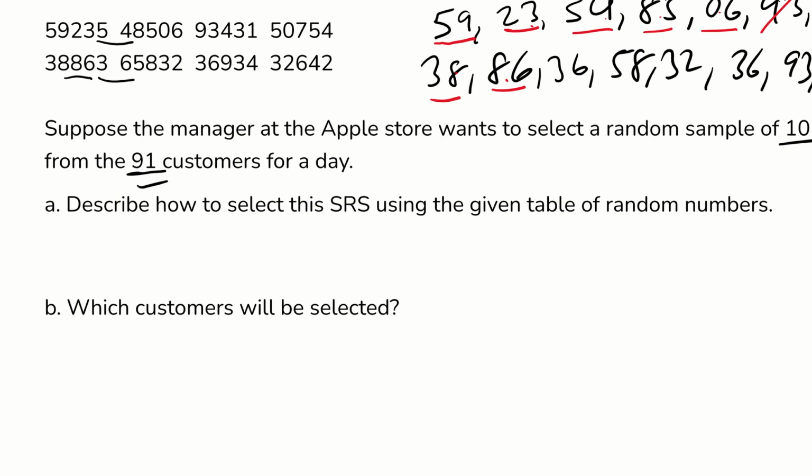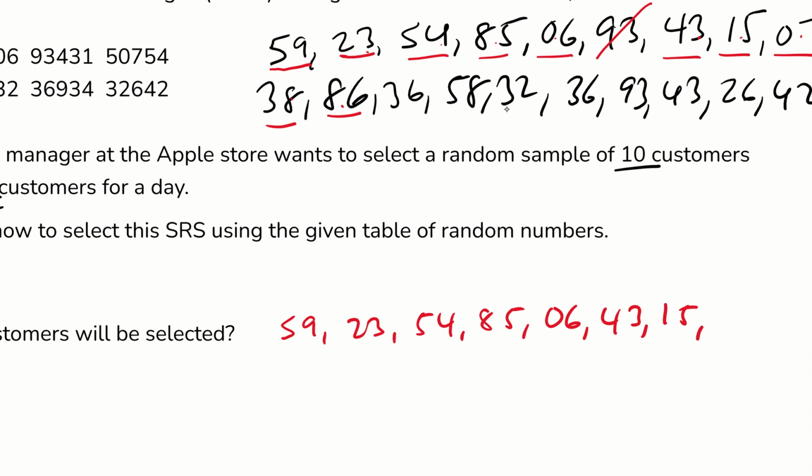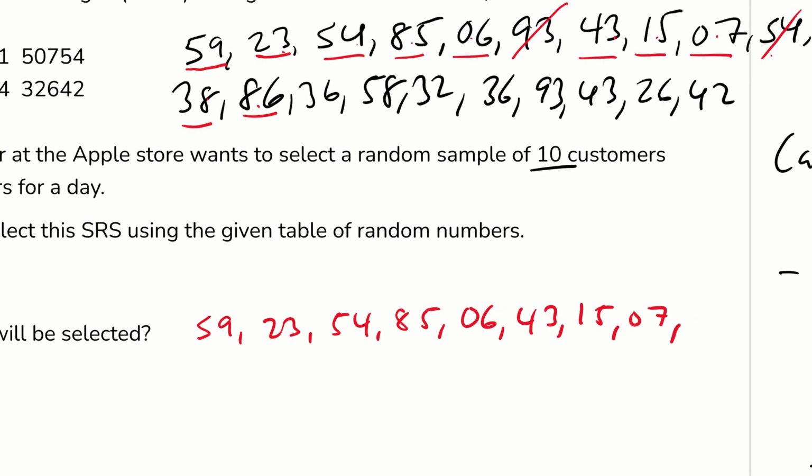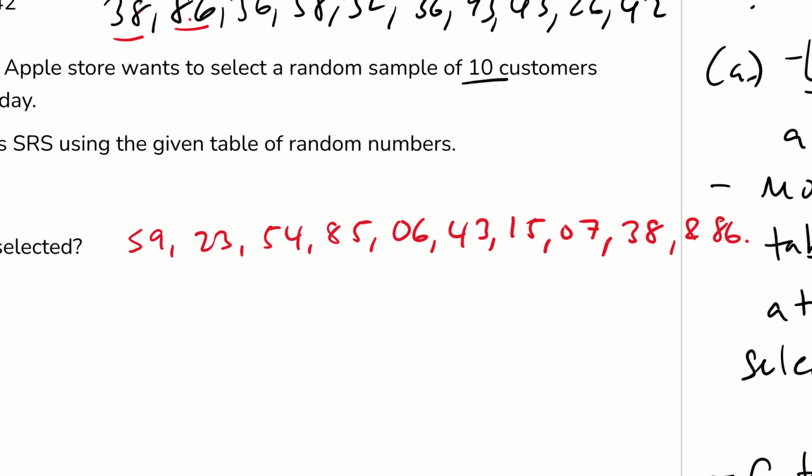So which customers will be selected? We're going to select customers 59, 23, 54, 85, 06, 43, 15, 07, 38, and 86. All right, those are our 10 customers. Okay, so that's how we randomly select them.